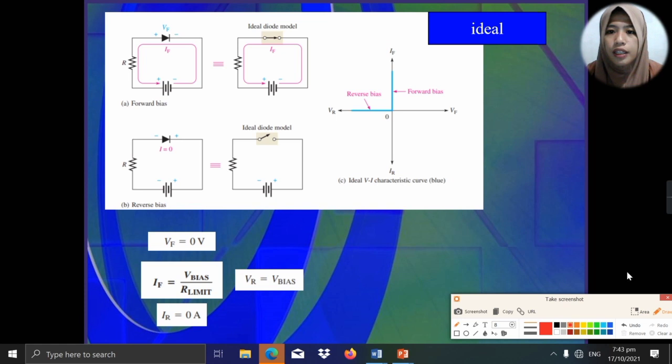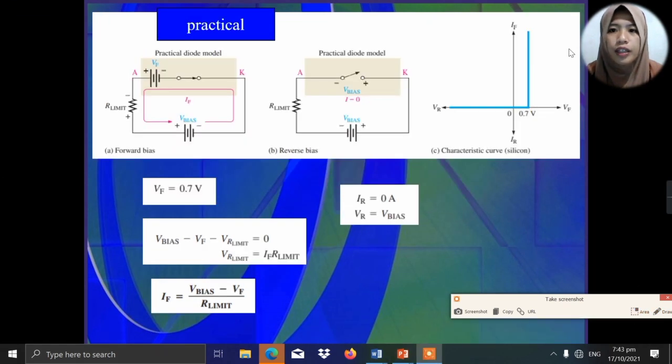Let's move with the second one, which is yung practical. For this practical, ito yung curve niya. This curve indicates na ang V sub F, the forward bias, equals to 0.7 volt. So, meaning, VF is equals to 0.7 volt. And at this negative horizontal axis, ang IR is equals to 0. Therefore, ang IR is equals to 0 amp, and therefore, ang VR is equals to V sub bias.